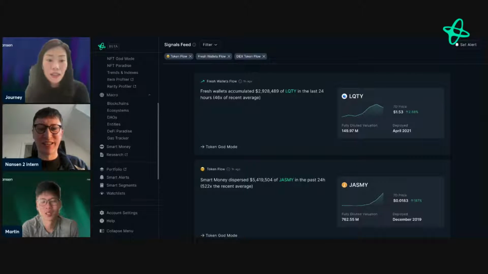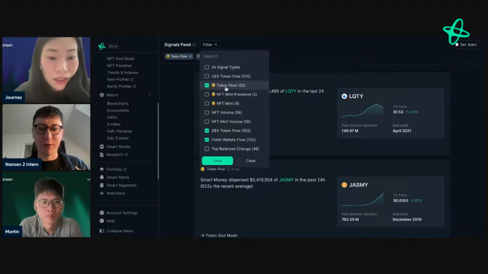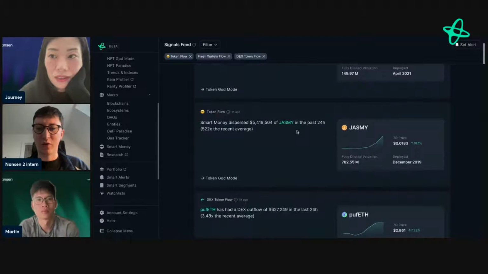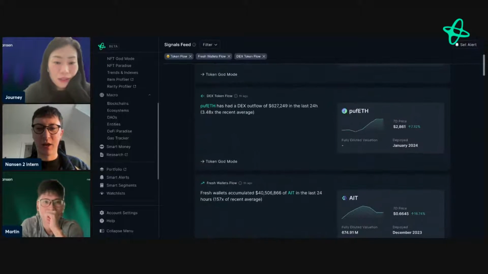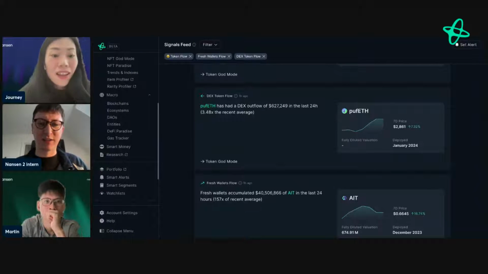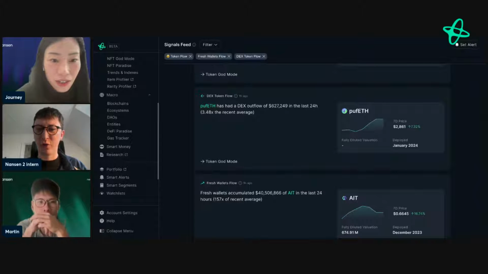So back to signals. I like applying these filters here: Smart Money Token Flow, DEX Token Flow, Fresh Wallets Flow, and we can see all the activity here. There's this Puffer ETH. I think Jenny, you touched on that within Slack the other day.